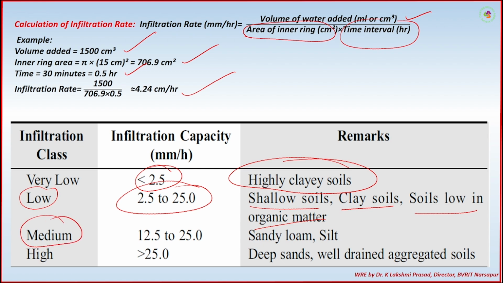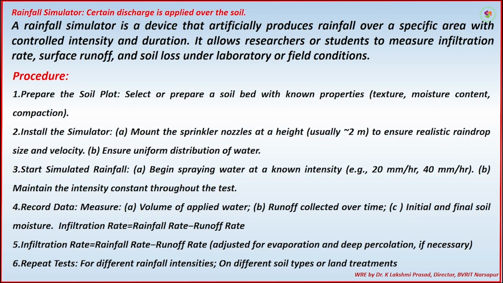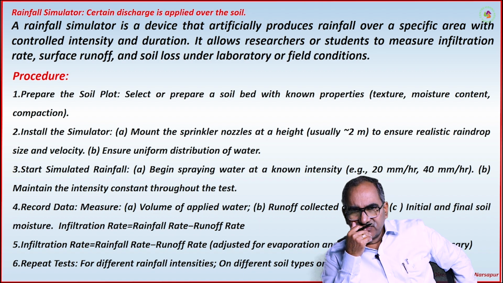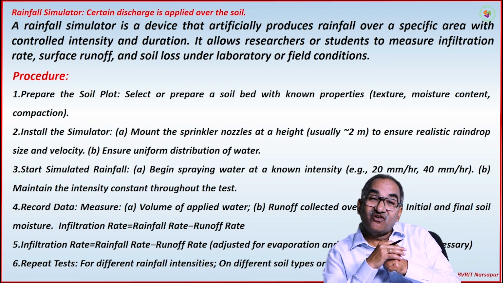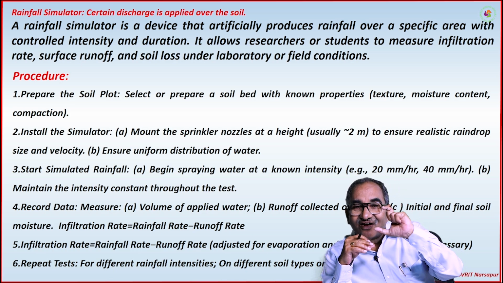Whereas medium is 12.5 to 25. Especially sandy and silt soils are the two with medium infiltration rate. High infiltration rate means greater than 25, and this is deep sands and well drained aggregated soils. These are the general trends of how the infiltration capacity will be. Then we will go into another experimental method. The previous method, infiltrometers, is the constant head method.